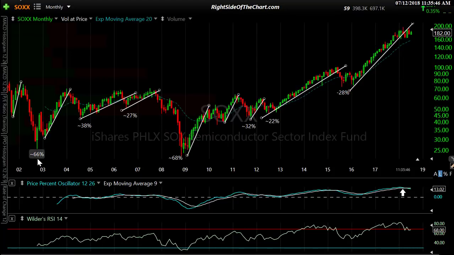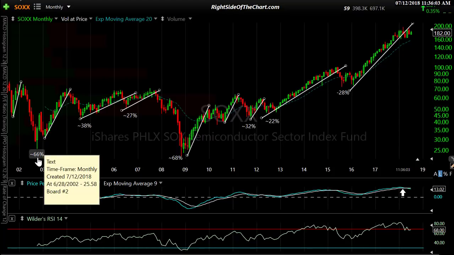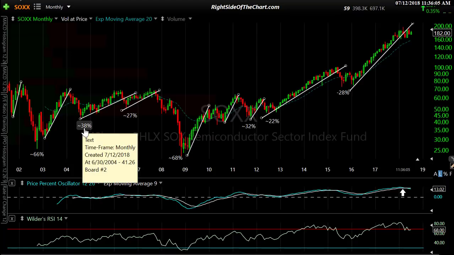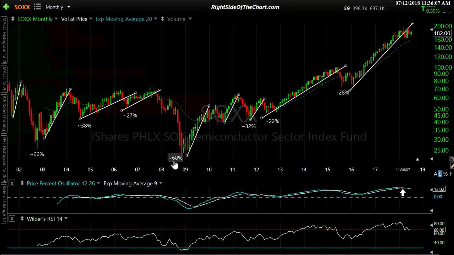Again, you can see the corrections going back to 2001, and I measured from highs to lows. Obviously, you're not always going to get the highs of a sector, and you're not going to sell or reverse and go long at the lows. But if you capture the bulk of it, you can see you're looking at a 66% correction or bear market, 38%, 27%, 68%, 32%, 22%, 28%.